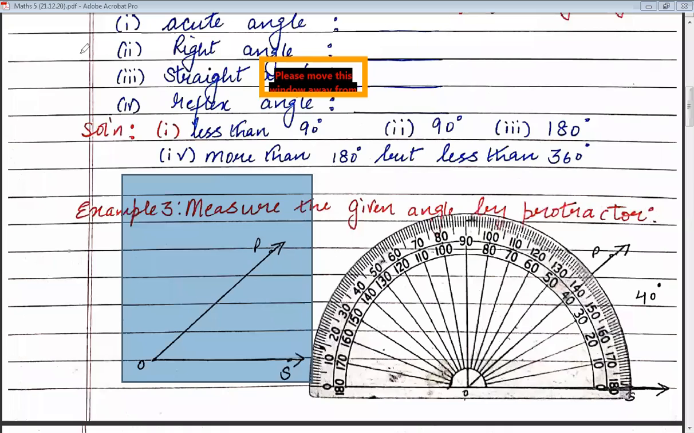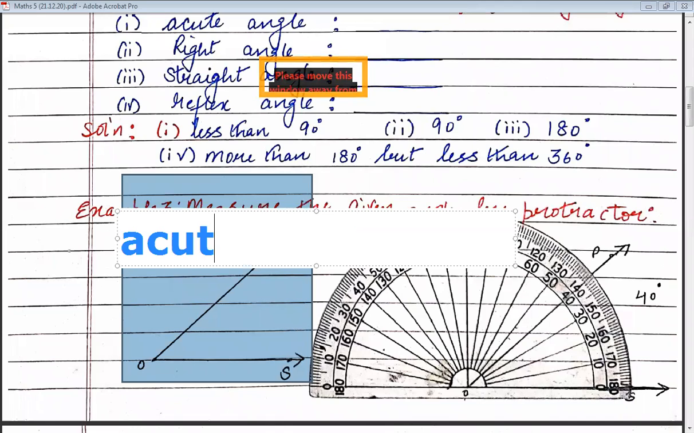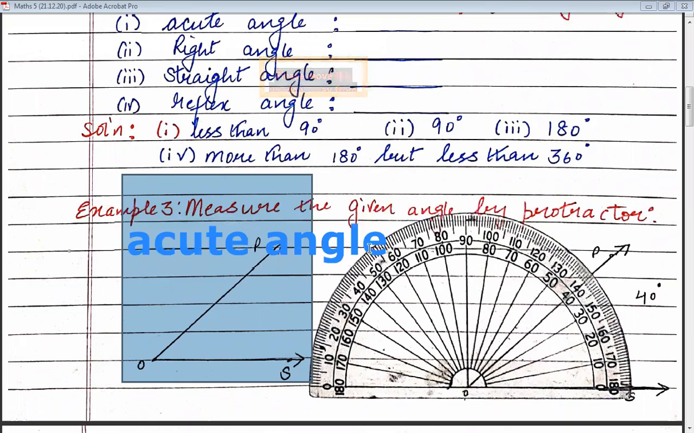So you remember what is a 40-degree angle? What can you call this? You can call this an acute angle. Okay, children, what are they? They are acute angles because the measurement is less than 90 degrees. Okay, so I hope you are clear with example number 3.